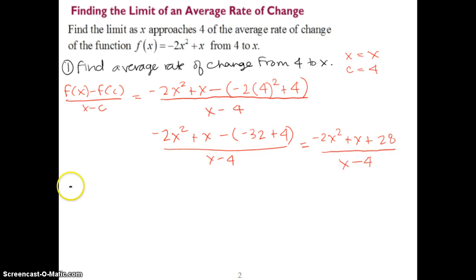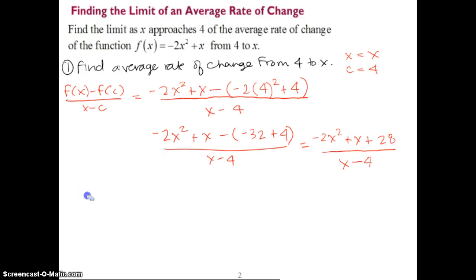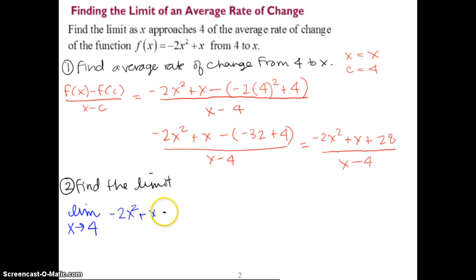So what we need to do is find the limit. Okay, so now what we need to do, step 2, is to find the limit. So we are looking for the limit as x approaches 4 of negative 2x squared plus x plus 28 over x minus 4.